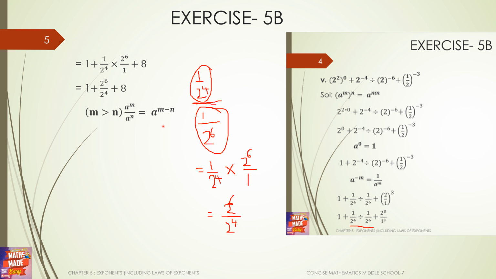So just apply the formula over here. 1 plus 2 to the power of 6 minus 4 plus 8. Now 6 minus 4 will be 2. That is 1 plus 2 to the power of 2 plus 8. So 2 square, 2 into 2 is 4. So 1 plus 4 plus 8. Now just add all this and you will get 13. So 13 is the answer.